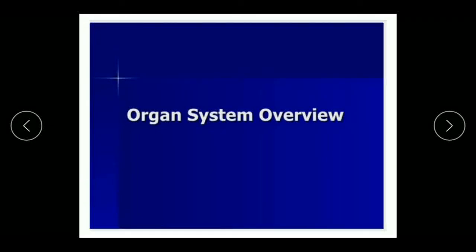Today we are going to discuss the organ system in overview. What do you mean by organ system? A group of organs having similar or unique functions forms an organ system.